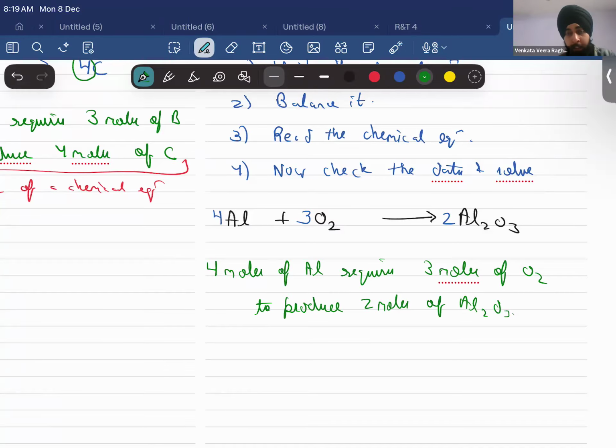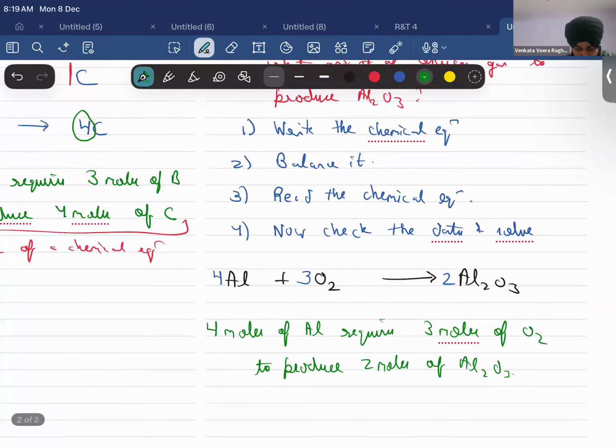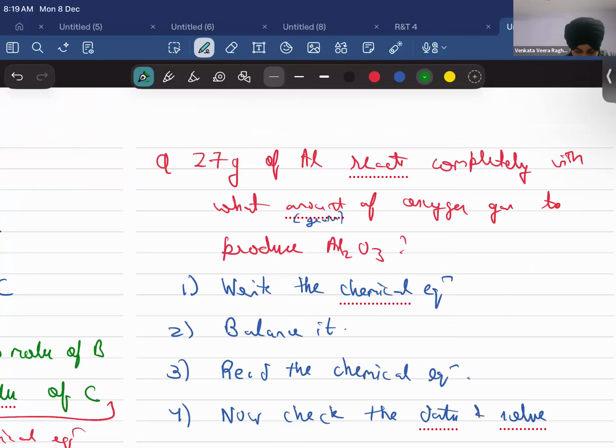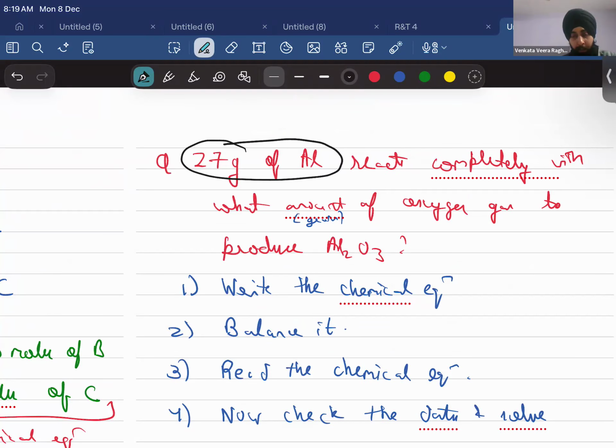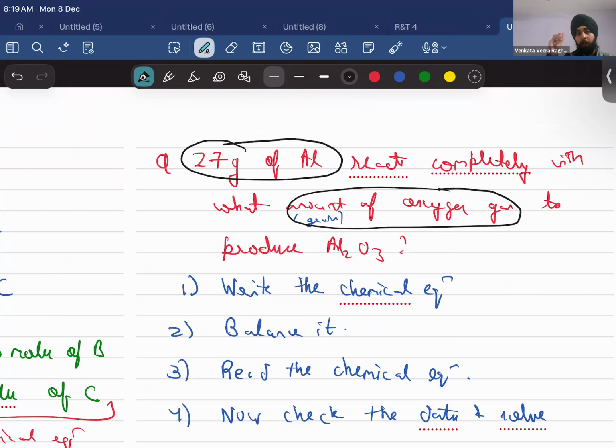Now check the data and try to solve it and check what they are actually asking. See, let us go above. They are saying that 27 gram of aluminium is given to you. That means we have to use aluminium somewhere. It reacts completely with what amount of oxygen gas? So they are asking us to link the amount of aluminium with the amount of oxygen. Is it okay for you?